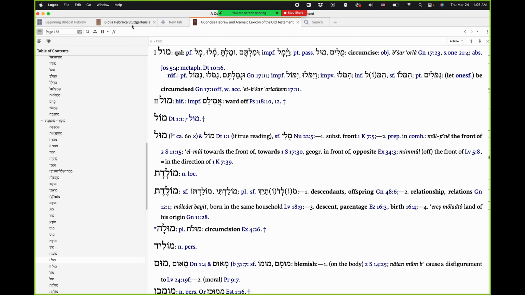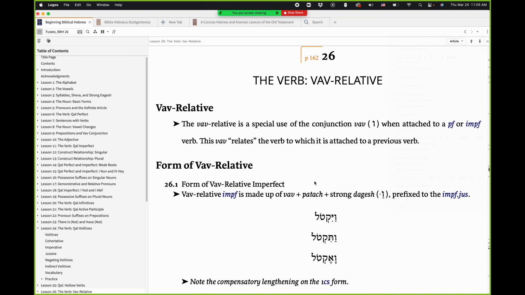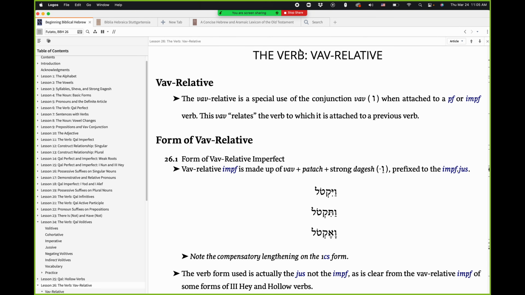Well, let's take a look quickly at the chapters or the lessons for this week and just walk through them here. Again, I tried to give a simplified explanation of what this Vav-Relative does. There's two things you need to know about it. You need to know how to recognize it when you see it. You need to know, hey, I'm looking at a Vav-Relative. And then you need to know what effect that Vav-Relative is going to have on your translation.